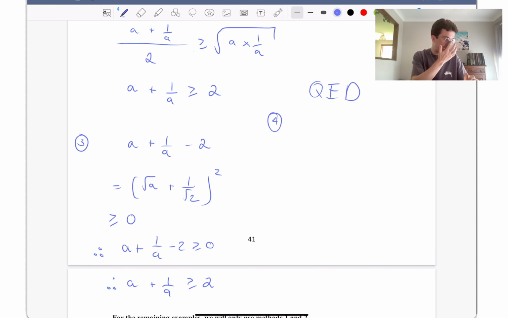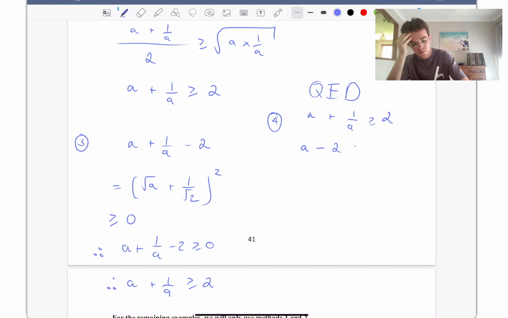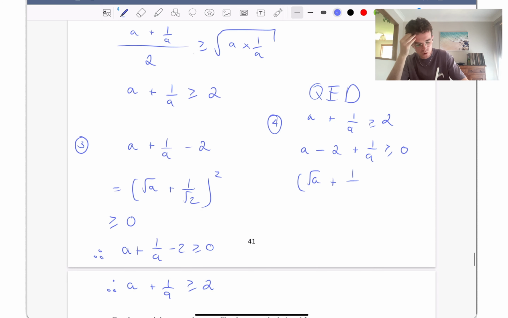Example number 4, we're going to go backwards. So we're going to assume that a plus 1 on a is greater than or equal to 2. We could say that this is a minus 2 plus 1 on a being greater than or equal to 0, and then we can factorize that. Root a plus 1 on root a squared is greater than or equal to 0, and we know that this statement is true, so then we would rewrite it in the correct order.